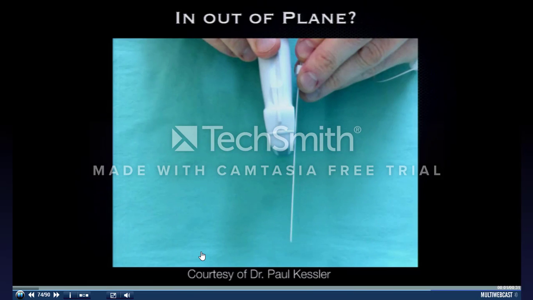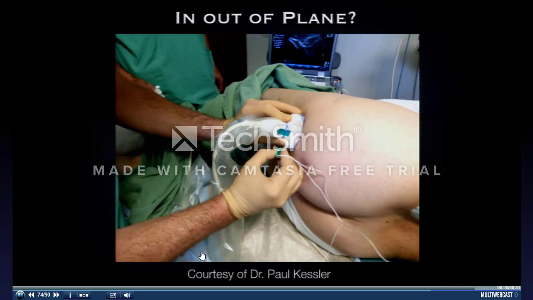So I sometimes use what we thought about this morning, the in-out-of-plane technique. So you are out of plane, but your needle is so steep next to the probe that it's actually almost visible. And this works a little bit better on the curvilinear probe. If you have a deep lumbar plexus block, then sometimes this in-out-of-plane technique works reasonably well, keeping it very close to the probe and going almost 90 degrees.